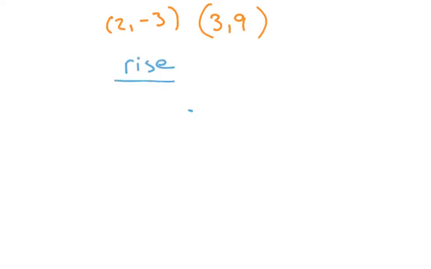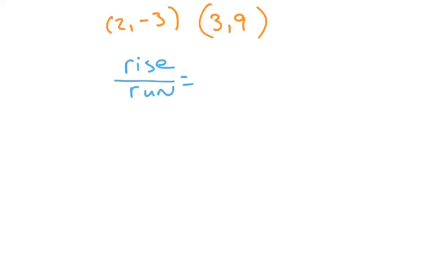The 2 points we're given are (2, -3) and (3, 9). And we're asked to find the slope. So to find the slope is, again, rise over run. And there's 2 ways to do this. The common way is to use the slope formula.